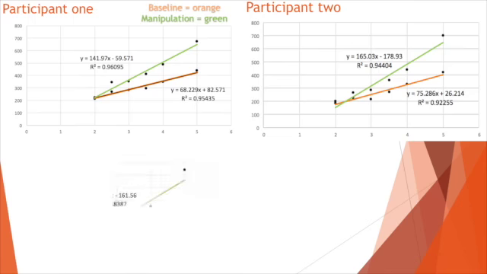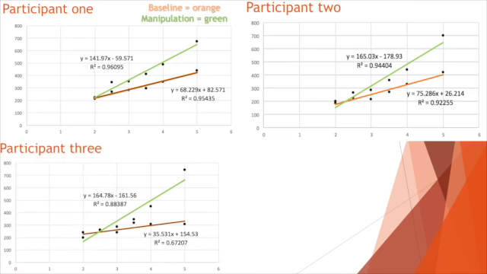In regards to participant 3 results, the slope of the baseline suggests that each bit of information requires 35.531 milliseconds to be processed, while the slope of the manipulation suggests that each bit of information requires 164.78 milliseconds to be processed.